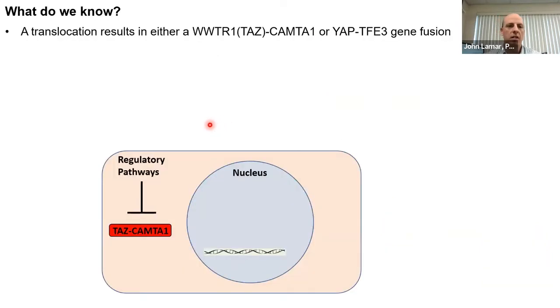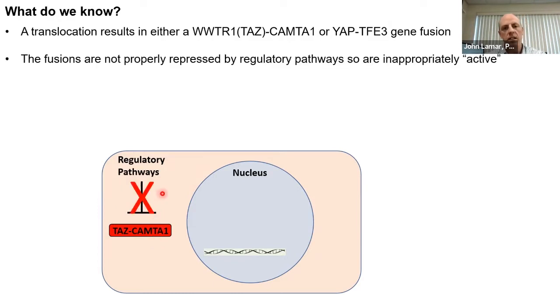To give you a very brief overview of what we know and the role that these fusion genes play, I'll remind you again that the translocation happens in a cell in the body. Then these fusion genes are generated, and that cell will begin to make the protein that is encoded by that fusion gene. We know from previous studies that these fusion proteins do not respond to the same regulatory pathways in the cell that would normally repress the activity of the TAS and YAP genes. And so they're essentially inappropriately active versions of these proteins.